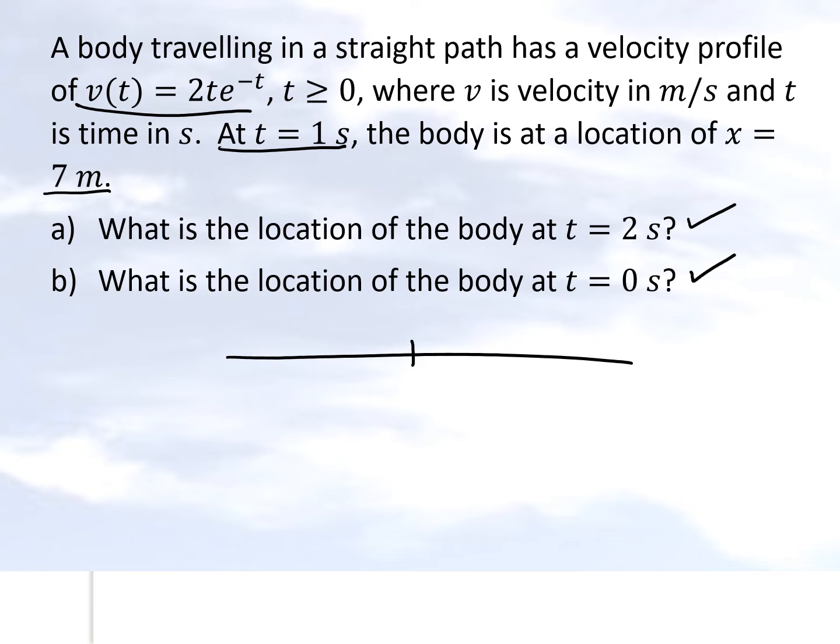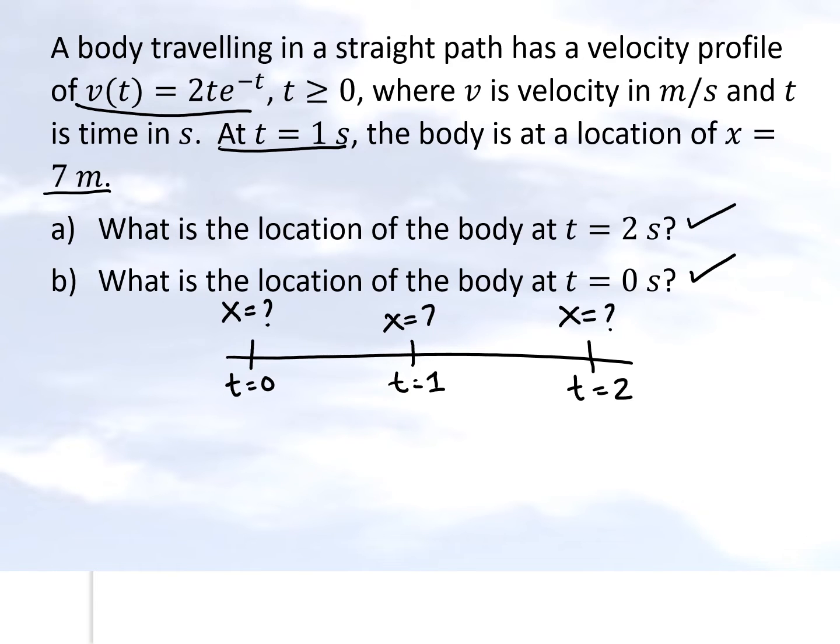So if we look at from drawing a sketch here, at t equal to 1, we know that x is equal to 7. But what we want to find for part A is, what is the value of x at t equal to 2? And for part B, we want to be able to find out what is the value of x at t equal to 0?